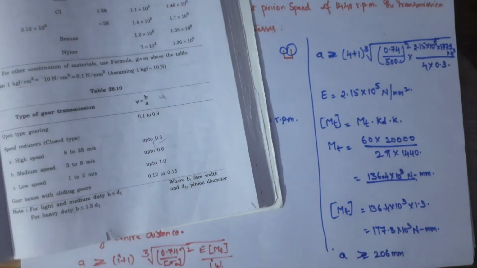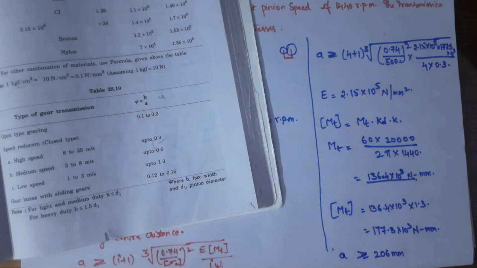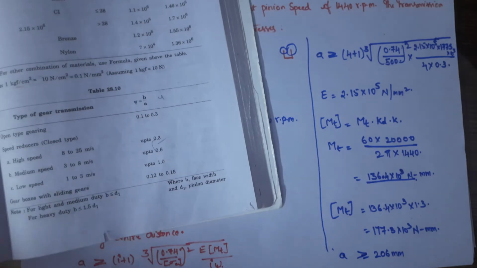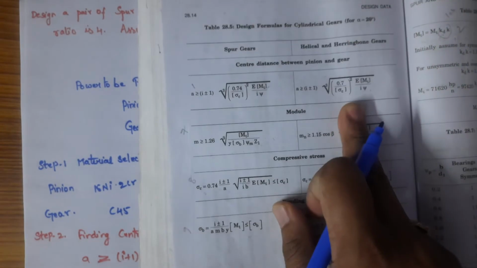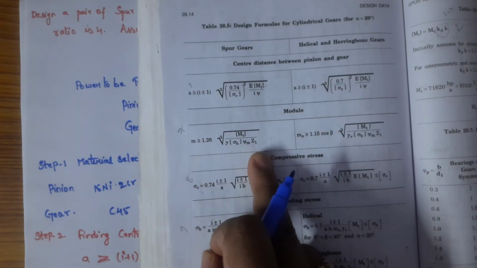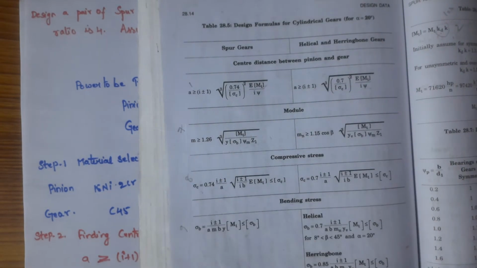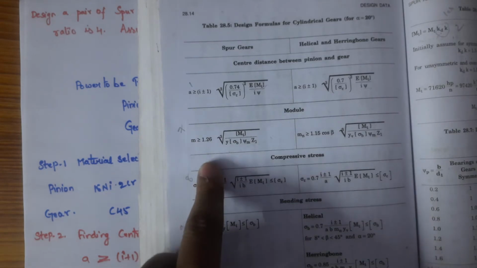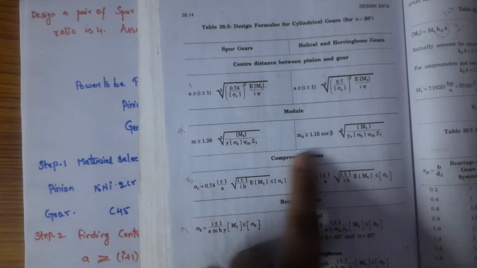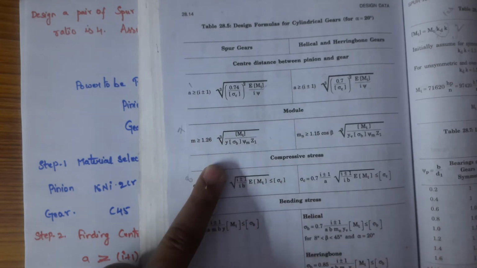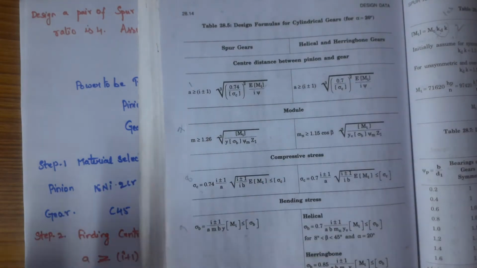Later we have to find out the minimum module. The minimum module required based on beam strength is given in page number 28.14, where you can find the formula for module. Module means pitch diameter by number of teeth. For spur gears you can find the formula, and helical gears also. Just substitute that formula and you can find the value of module.